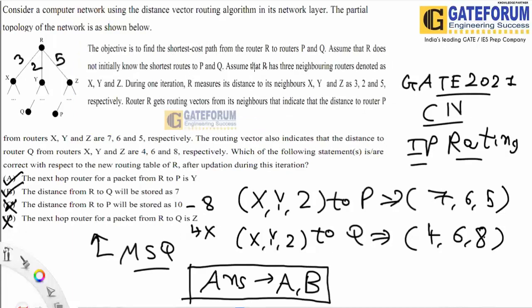Okay, which is given from R to P and Q. That's what is basically required in our case. So based on that, our answer would be A and B. Okay, this is a very simple question. I recommend you to kindly practice this type of questions and these questions also.